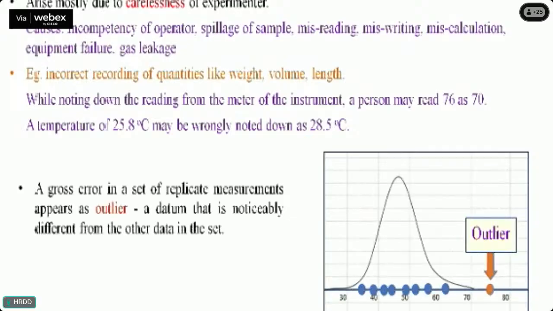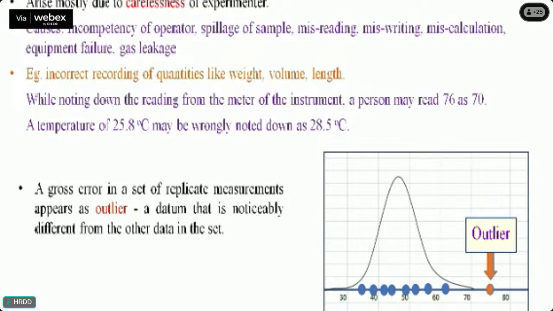How will you identify there is a gross error? If you plot the measured data, then and there itself, if one of the data points is falling visibly, noticeably far from the rest of the data, you will be able to pinpoint that this red or orange dot or circle is far from the rest of the points. The others form a group. Then you can say that this orange circle is the result of some faulty measurement.